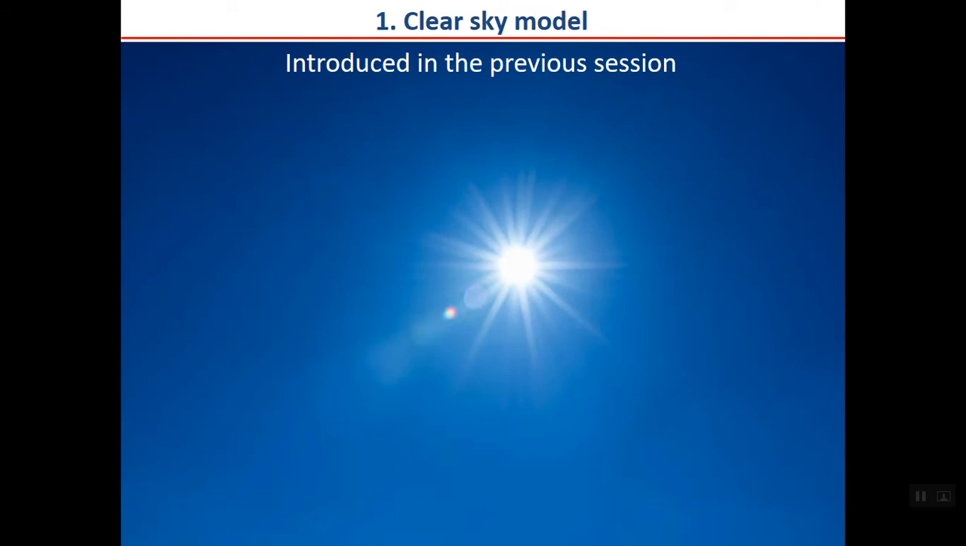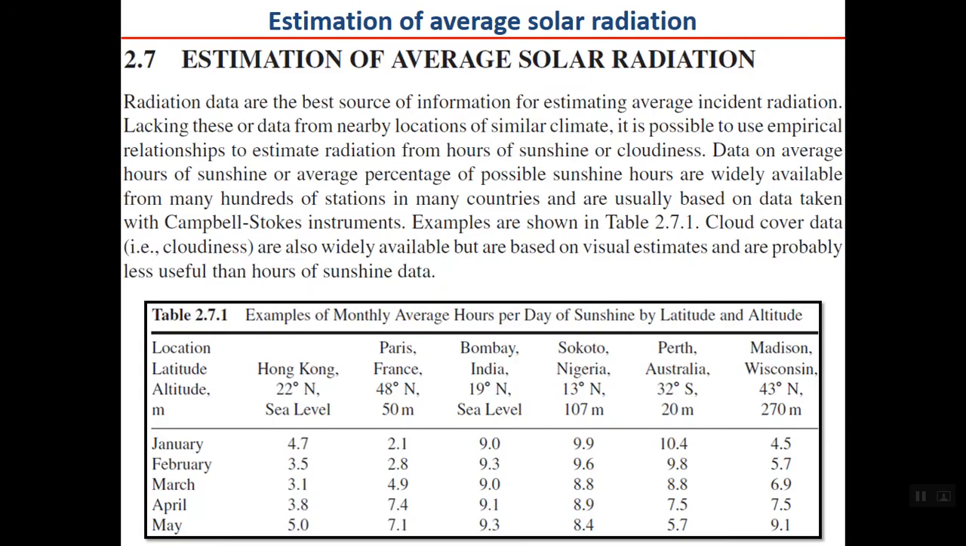Last week we discussed one of the models, which is a very simple model named clear sky model. You may remember that this model is based on the assumption that there are no clouds in the sky, and if there is such a situation, you may use the clear sky model. But estimation of the solar radiation extends beyond the clear sky model.